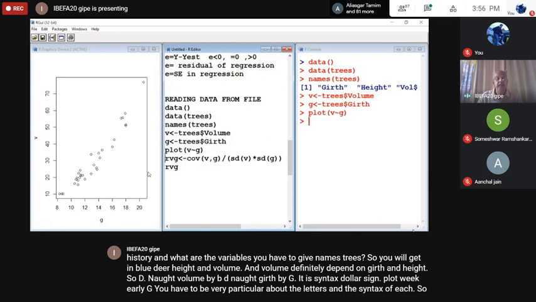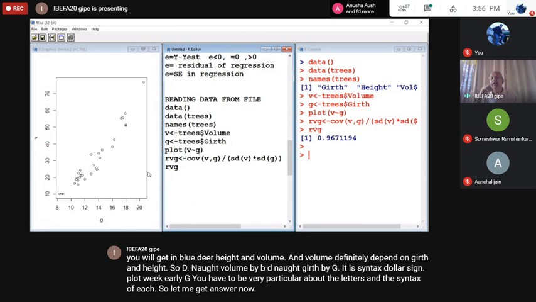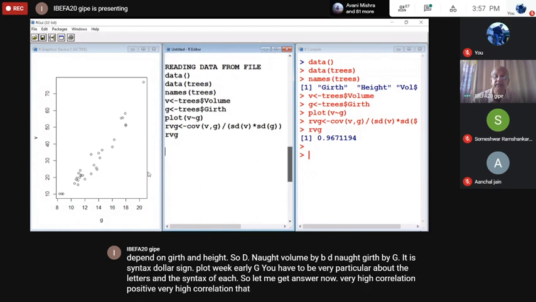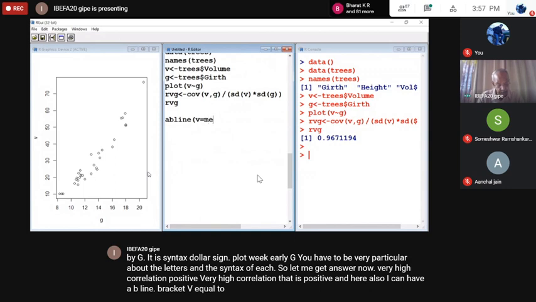So let me get the answer now. Very high correlation, positive. Very high correlation that is positive. And here also I can have abline bracket V equal to mean of G.